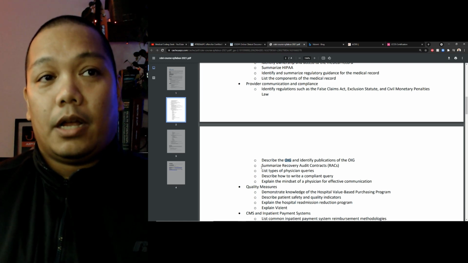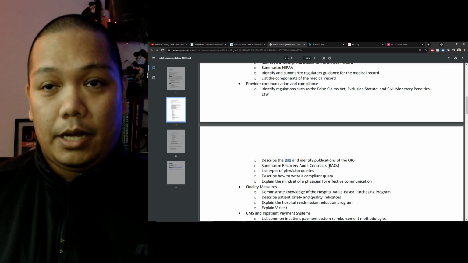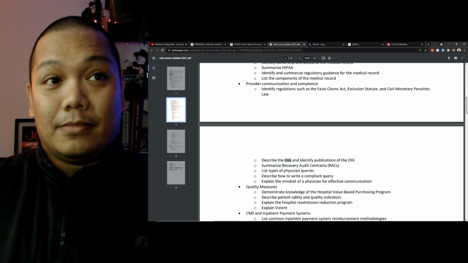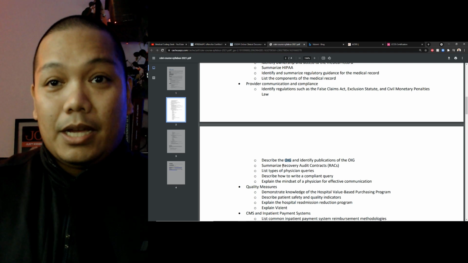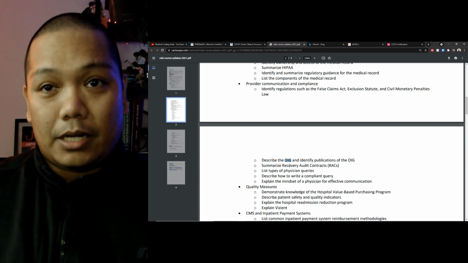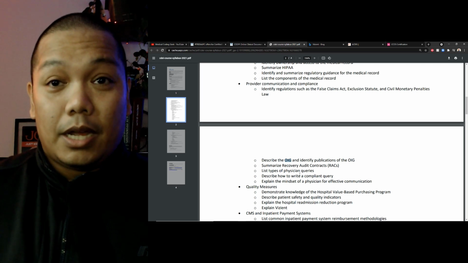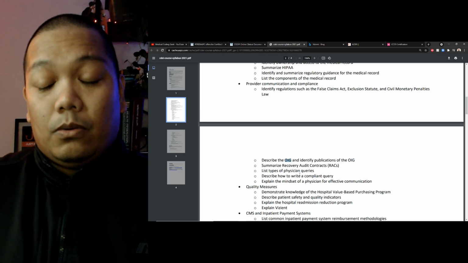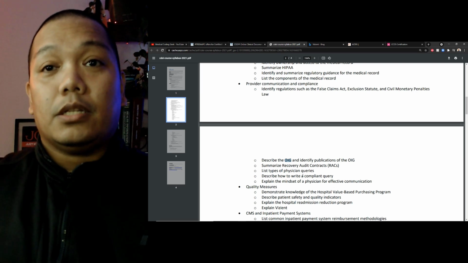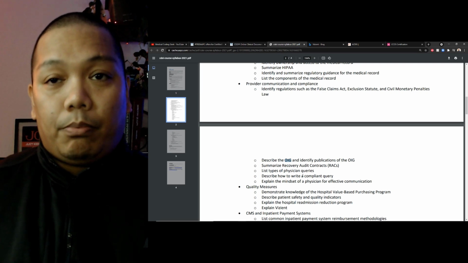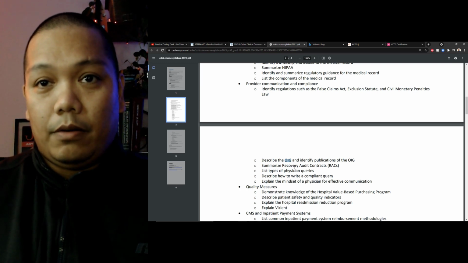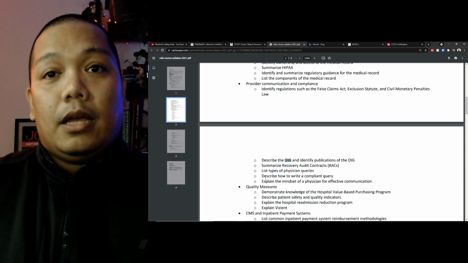Summarize the recovery audit contracts. You could find that on the CMS website. Recovery audit contracts is basically the people who do the denials, like me. So I've moved from CDI to doing not RAC audits, but working for payers who do these audit contracts. And you can see the other side of how documentation is very important, supporting your conditions with appropriate clinical indicators, so that it prevents that denial.